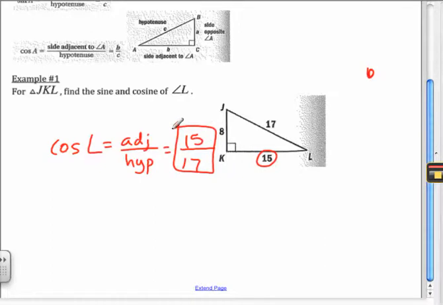Okay? Fine. All right. Now, Liam, I want you to find the sine of L for me. But before you do that, the sine is equal to what side over what side? The sine is equal to opposite.